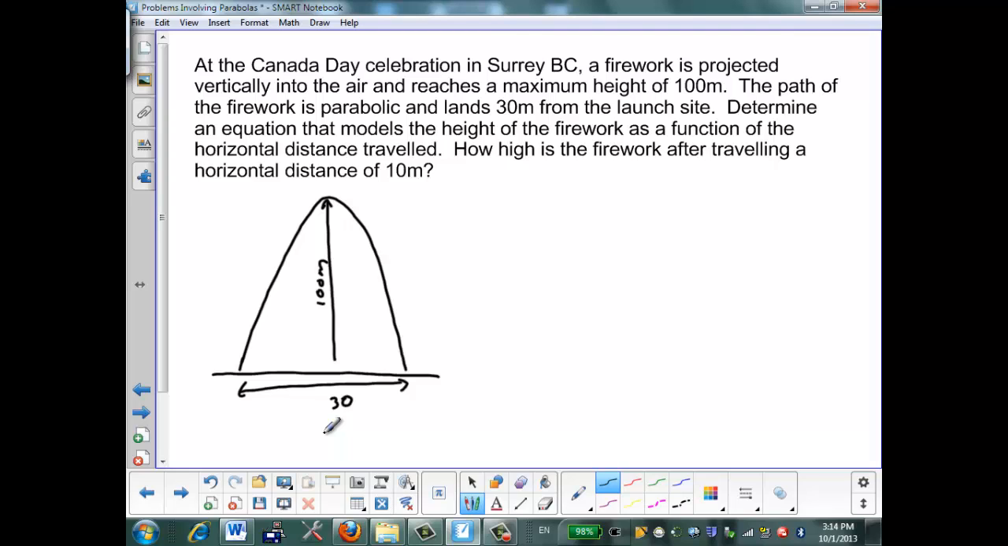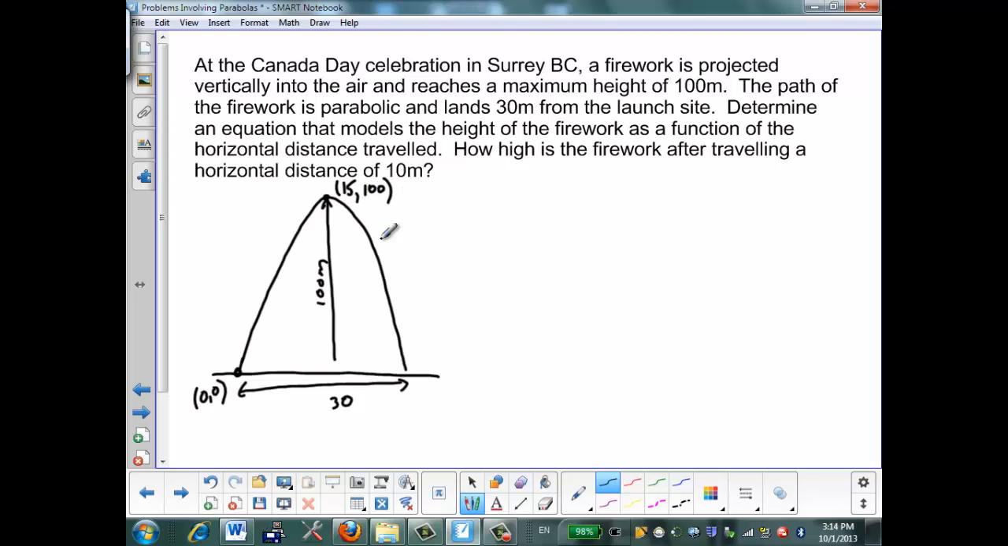The next thing we're going to do is determine some of our coordinates. Now, the easiest way to do this is to pick a vertex for our origin that is near the start of our equation. So if I put 0, 0 right where the firework was launched, it's going to keep all of our values positive. That's then going to make the vertex of our parabola 15, because that will be halfway across the distance of the entire firework, and then 100 meters high.